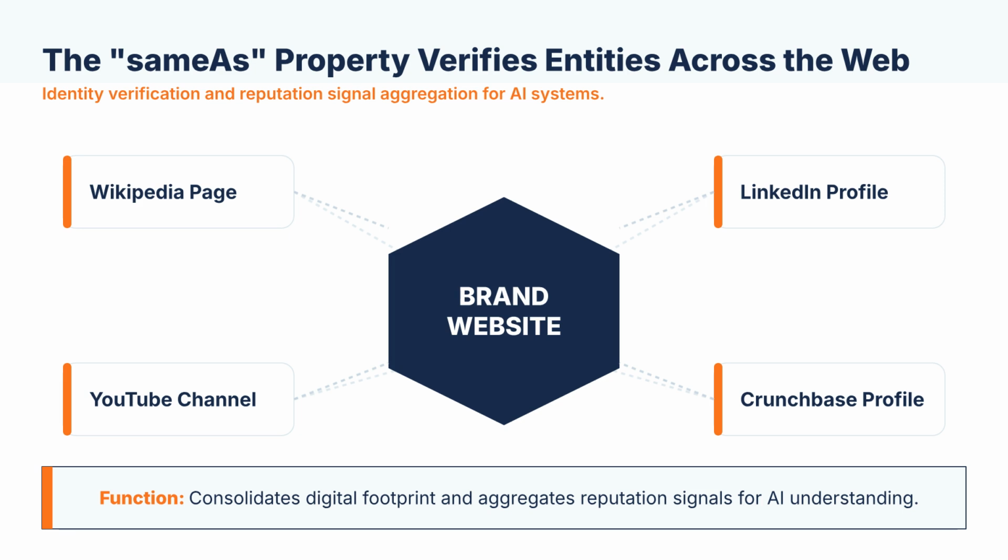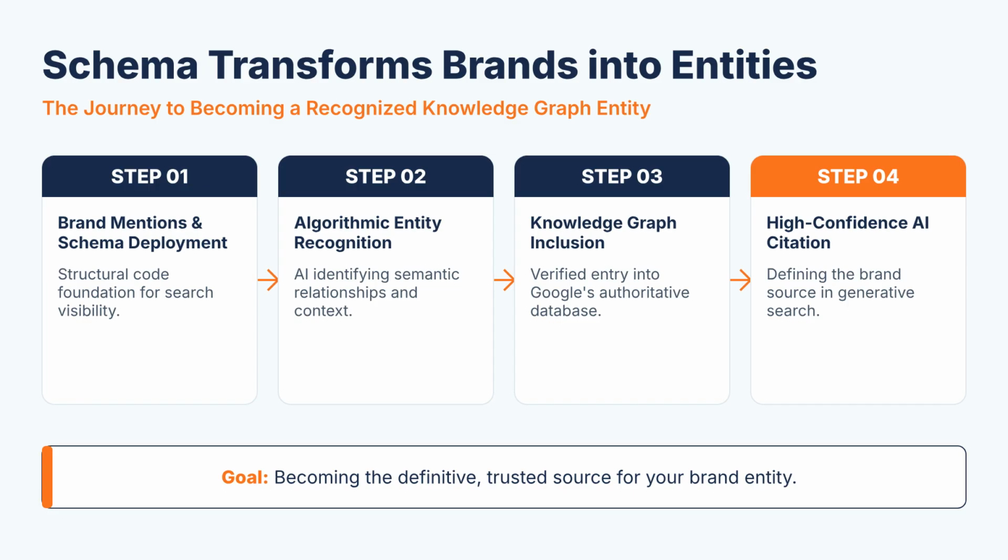By connecting your main website to profiles on platforms like Wikipedia or LinkedIn, you consolidate your digital footprint and boost your authority. Transforming your brand into a recognized entity is a journey. It starts with code deployment, moves to recognition, leads to knowledge graph inclusion, and culminates in earning high-confidence AI citations.